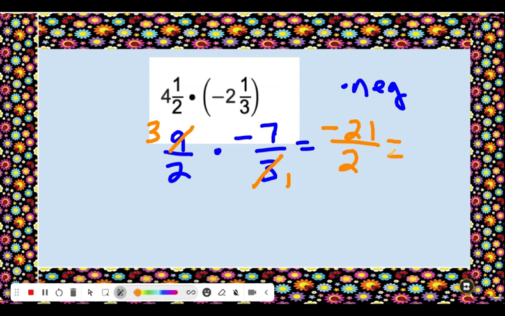Now we just need to change it. So 2 goes into 21 10 times. 10 times 2 is 20. So subtract 21 minus 20, there's 1 left over. So negative 21/2 is the same as negative 10 1/2.